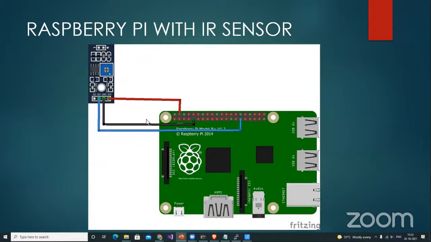And ground, you have to provide to ground. There are a lot of grounds on the Raspberry Pi, and you can choose any of them. D0 is connected to one GPIO pin. In this case, I'm using GPIO 16. So I'm just confirming it. Just wait a second.